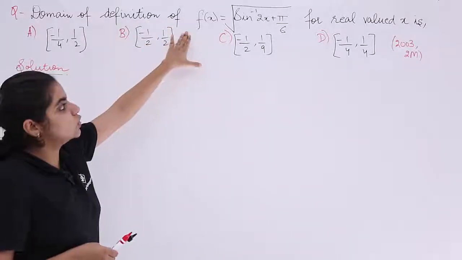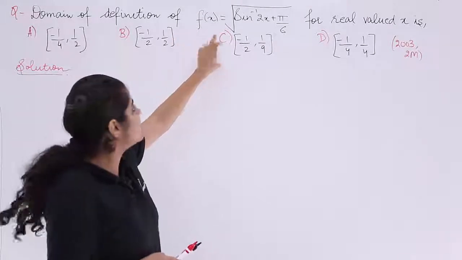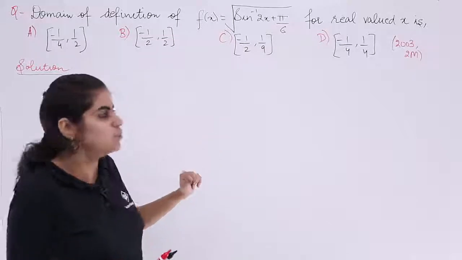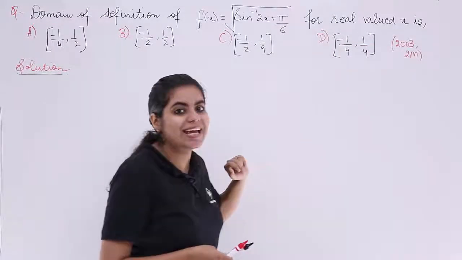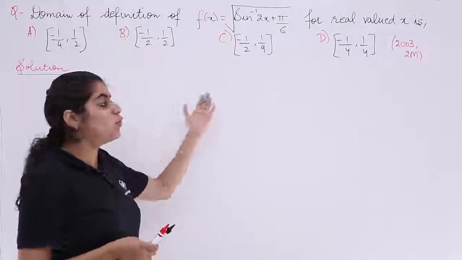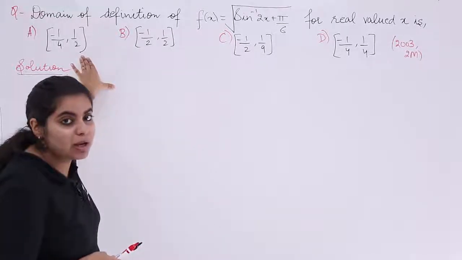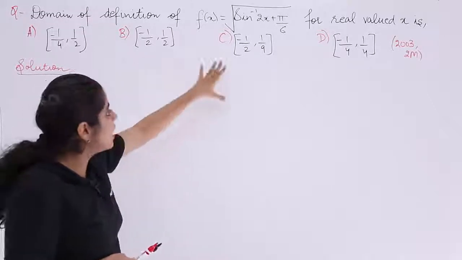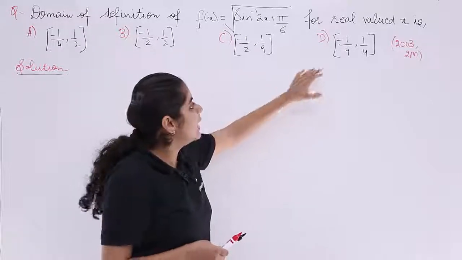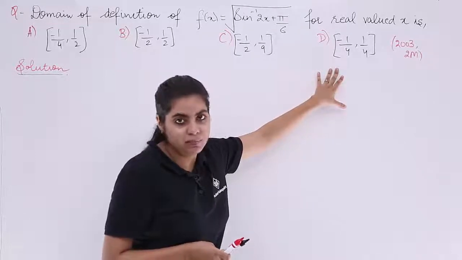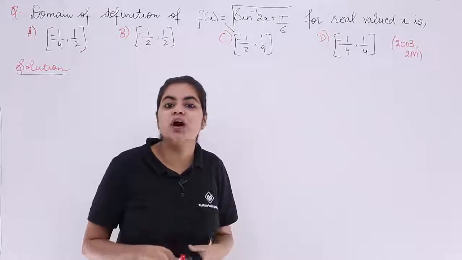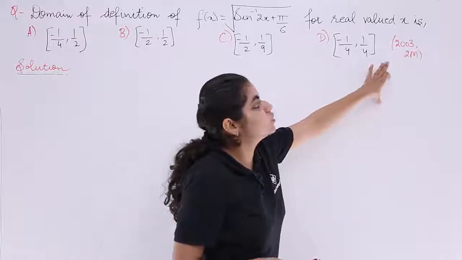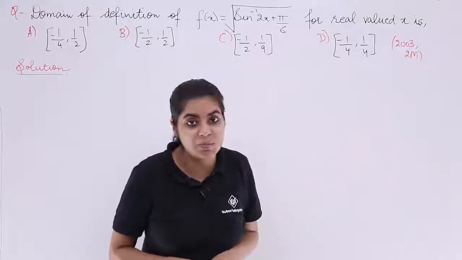Domain of the definition of the function f(x) = square root of (sine inverse 2x + pi by 6) for real valued x is what? There are 4 options given: minus 1 by 4 to 1 by 2, minus 1 by 2 to 1 by 2, minus 1 by 2 to 1 by 9 and minus 1 by 4 to 1 by 4. We have to choose which out of these 4 options is correct. I repeat, it was asked in the year 2003 and it was of 2 marks.